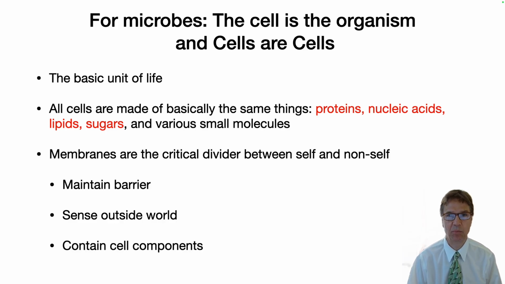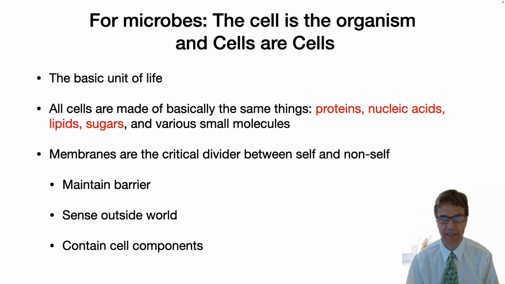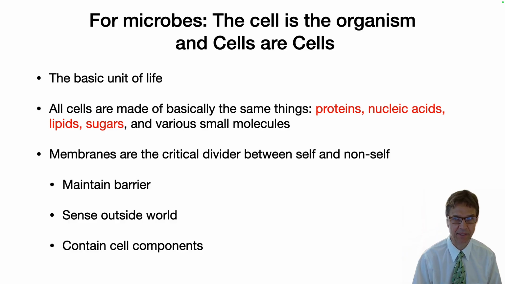Every cell has similar components at the macromolecular level: proteins, nucleic acids, lipids, sugars, and various small molecules. The critical divider between the cell and the environment is the cell membrane. It serves as a barrier, senses the outside world, and holds together all the cell components.